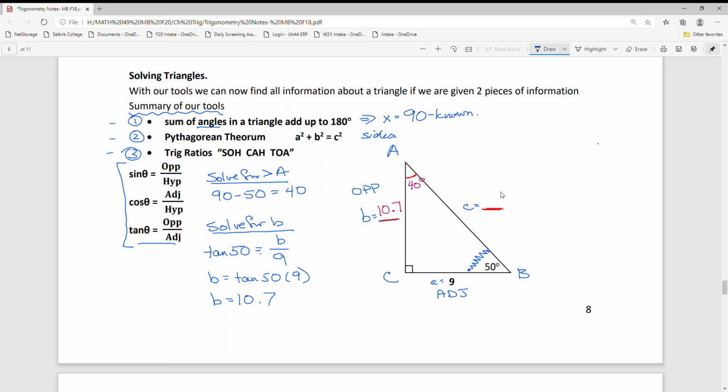Now you can use trig again to solve for side C. But just to make sure I'm covering all my bases and reviewing all of the skills, I'm going to solve for side C with Pythagorean. So we know that 10.7 squared plus 9 squared equals c squared. So c would equal the square root of 10.7 squared plus 9 squared. Showing it like that gives you the skills to put that in your calculator.